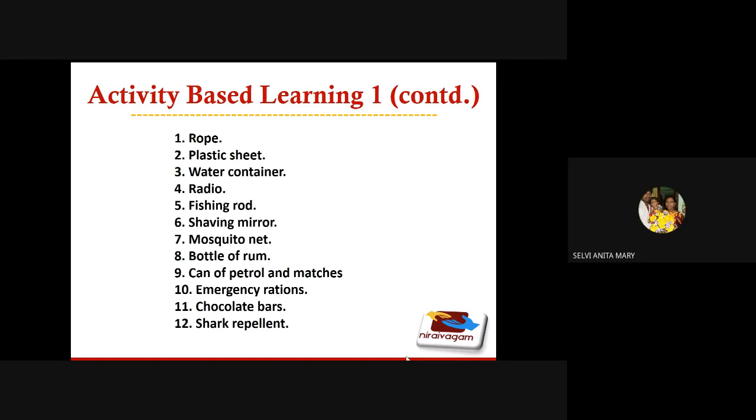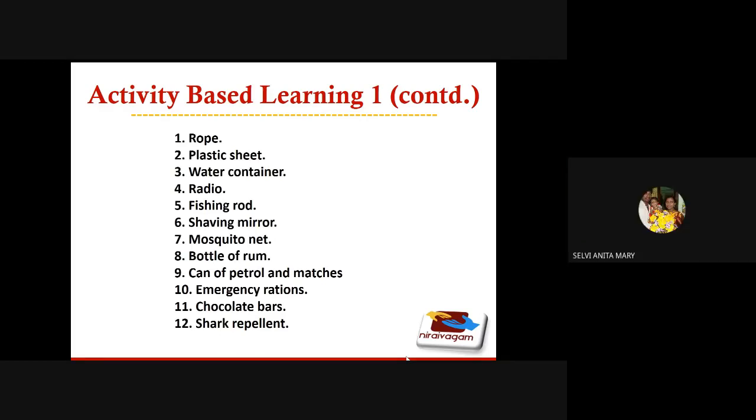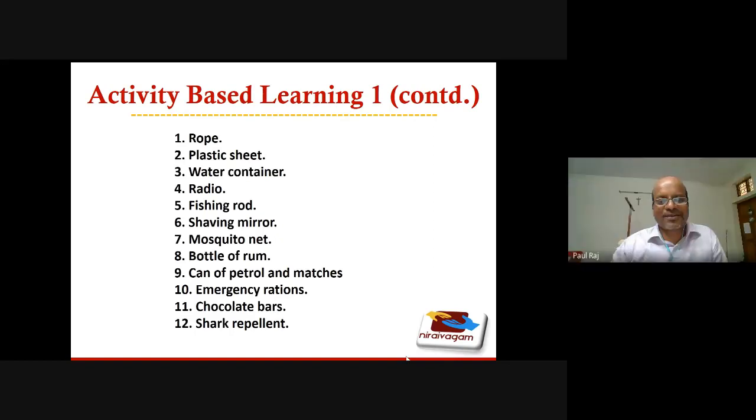A water container, chocolate bars. Okay. Water is very important. Chocolate bars. Yes, we need energy. Very good. That's good. Even a fishing rod will also be useful. In case you need non-veg, you can directly take from the sea, I suppose. Okay.